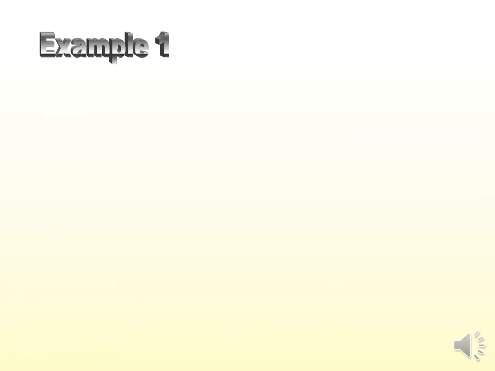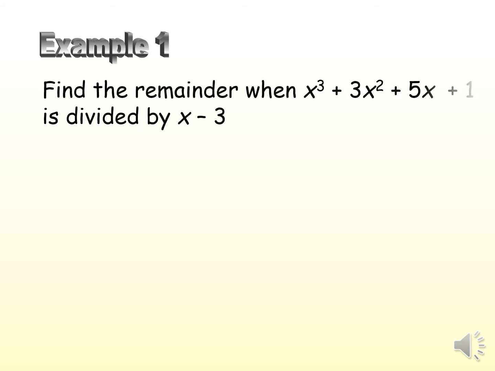Now we go to example 1. Find the remainder when x to the power of 3 plus 3x to the power of 2 plus 5x plus 1 is divided by x minus 3. From this, x minus 3 equals 0, so x equals 3.